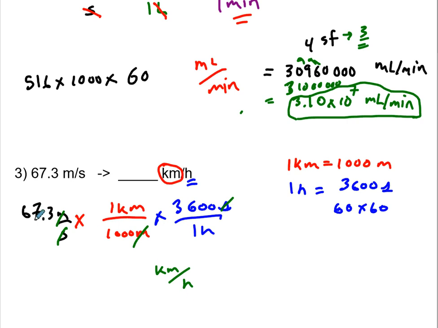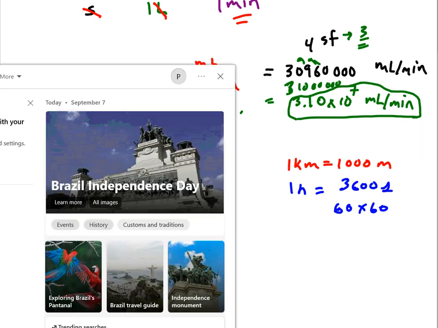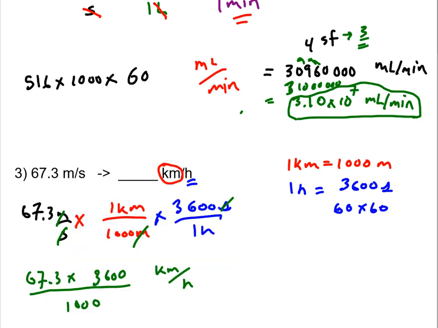So mathematically, you can write it out: 67.3 times 1, which I don't care about, times 3,600, all divided by 1,000. So you get 67.3 times 3,600 divided by 1,000, and I'm getting a pretty big number. I'm getting 242.28, but again, we only want 3 sig figs, so 242 kilometers per hour. So that's pretty darn fast, 242 kilometers per hour.